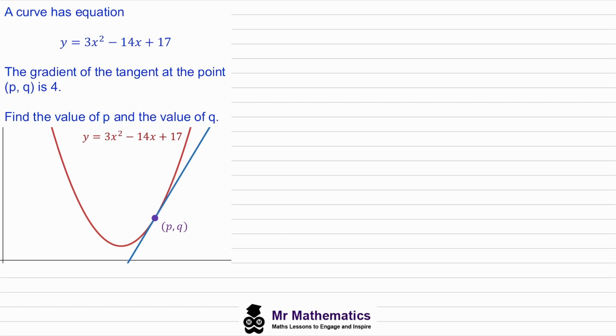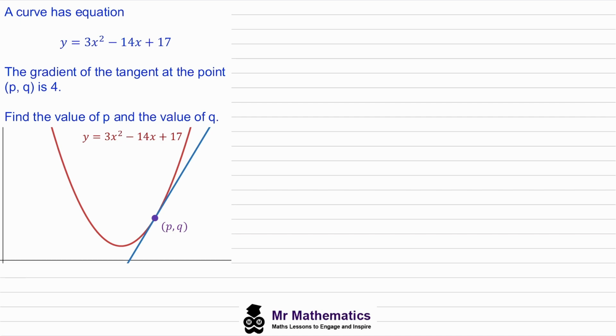Okay, so in this question, we're told that a curve has the equation given here, and the gradient of a tangent at a point (p, q) is 4. This is the point (p, q) here. We've been asked to work out the value of p and the value of q. So perhaps you want to try this question yourself. You can pause the video, and when you come back, we'll go through the worked solution.